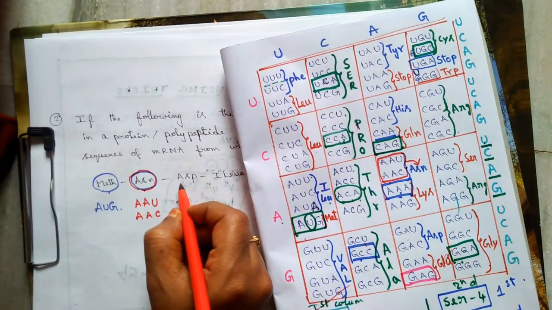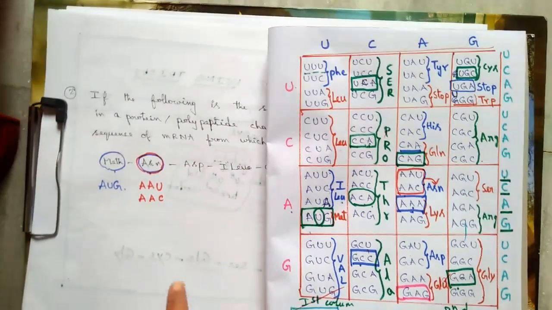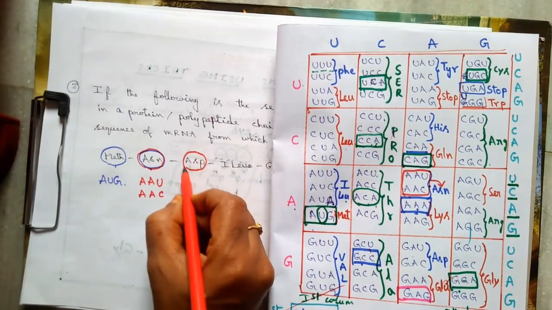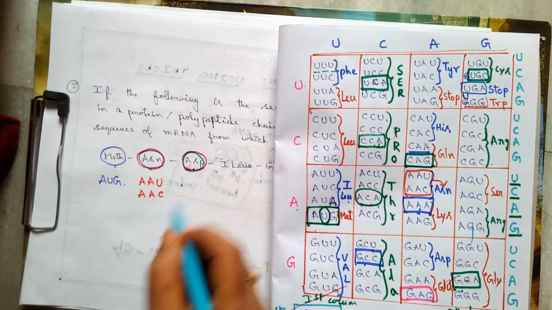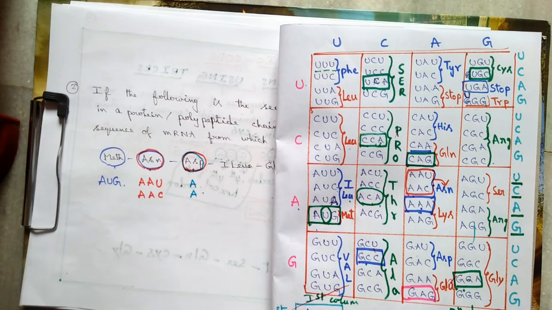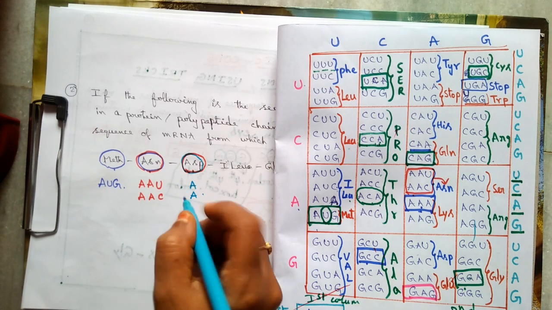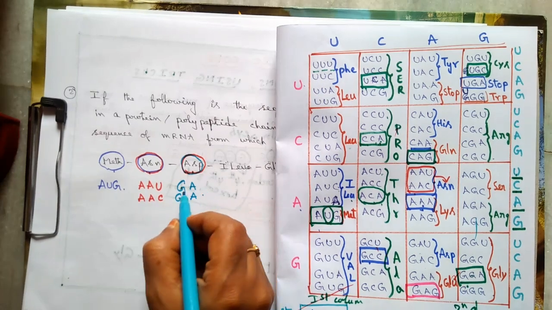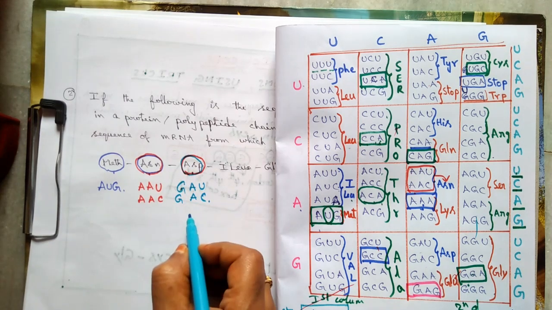Next, coming to ASP. You should not get confused between ASN, that is asparagine, and aspartic acid. Now ASP, where is it present? In the same column, so the center base is A. But it is in the fourth box, so the first base is G. The last base, for the first 2 codons, is U and C. So like this, you have to write all the codons.